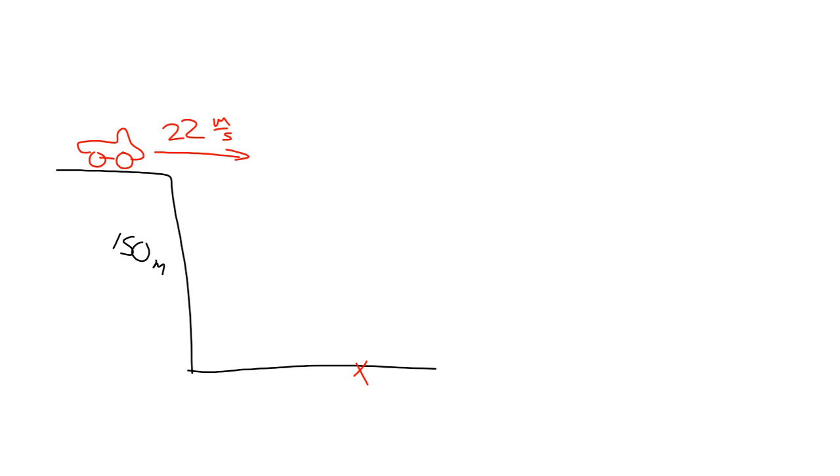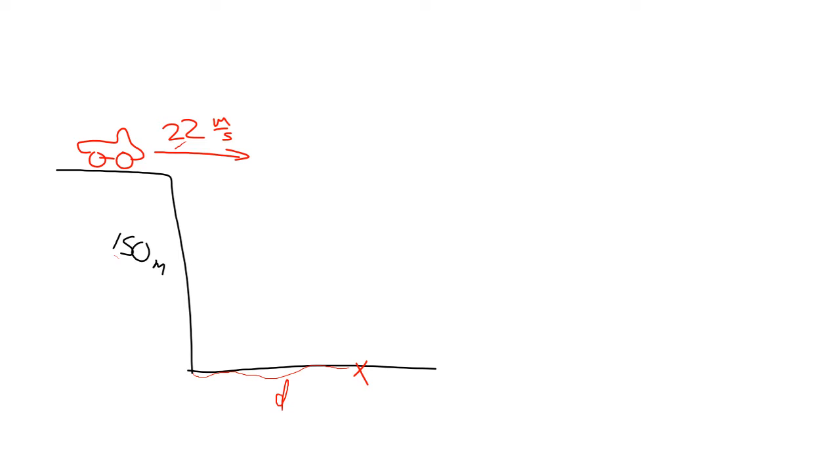So we've got a truck. It's a nice truck. It's going to drive off a cliff. It's driving at 22 meters per second, and the cliff is 150 meters high. I want to know what this distance is. How far will the truck go before it hits the ground?